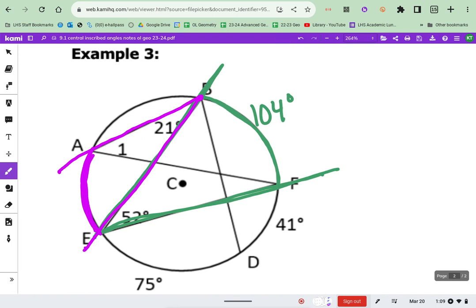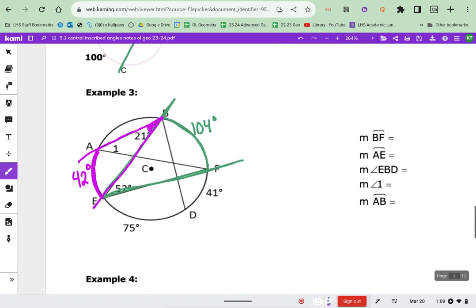Oh, I did the wrong angle. So AE, arc is double the start, so that would be 42. Because 21 is the angle that we started with. Yes, yeah.